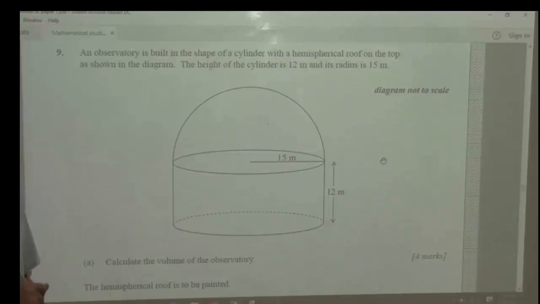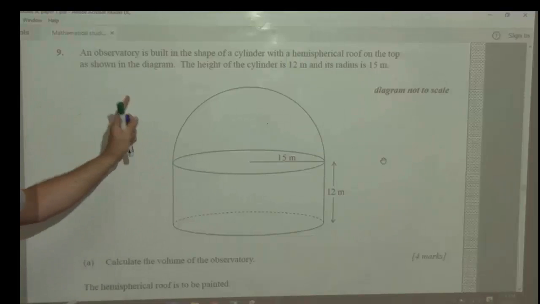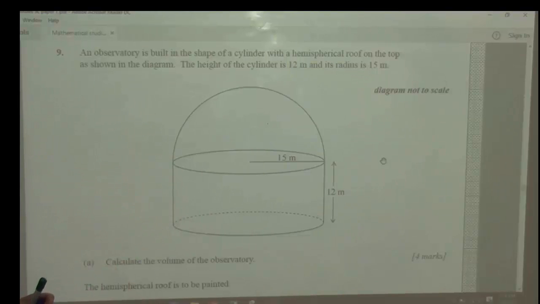Now, so far we've been cruising along through these problems, and finally we get to one that's going to take a bit of work. Here we have an observatory built in a cylinder shape with a hemisphere roof, and they give us dimensions, and the first thing they want us to do is calculate the volume.